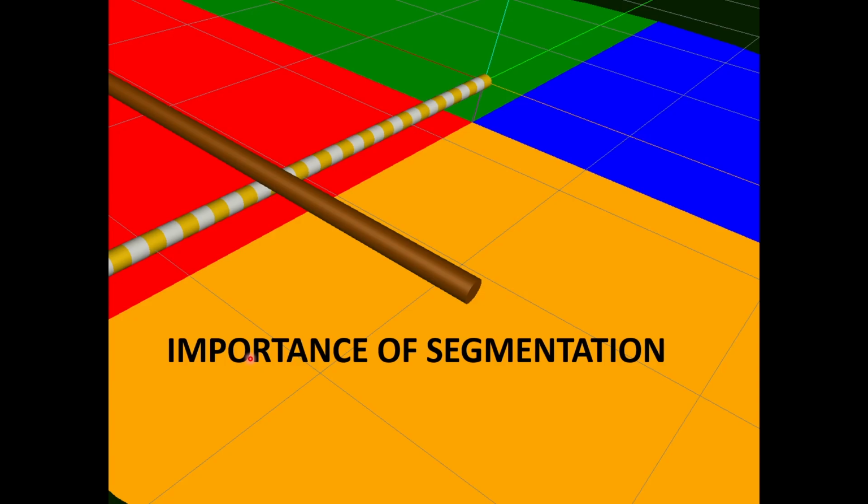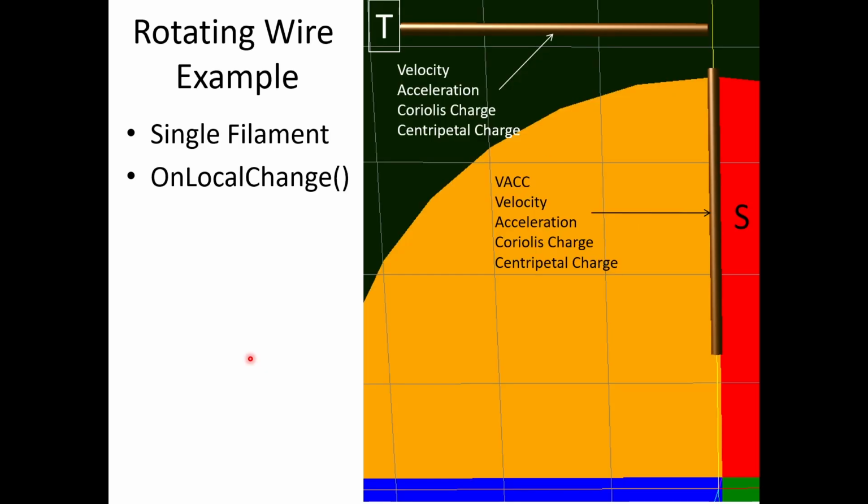Okay, now we're going to cover the importance of segmentation. What I have here is an example. I have a spinning wheel, and on the spinning wheel we have one uniform filament, and we have another uniform filament over here. Now what happens on local change, this computes all of the global parameters for the important objects, meaning the filaments, the charges, the impulses, etc. But what it does is it computes all of that at the center of the wire, or the center of the filament, and for the center of the filament.